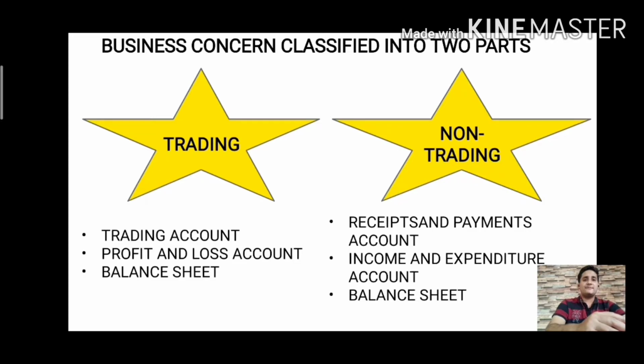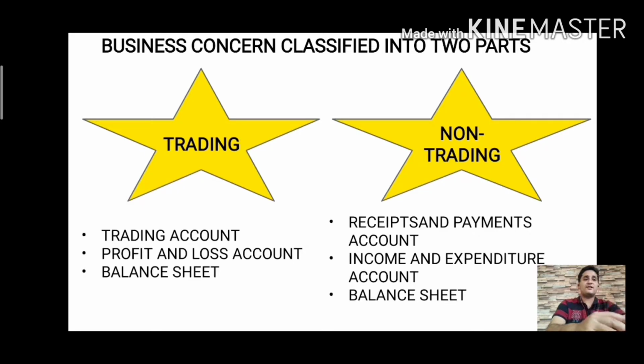Generally, business concerns are classified into two parts: trading concern and non-trading concern. So trading concern means what? Profitable organization. Their main aim, main objective, main purpose is earning profit. And they prepare final accounts: trading account, profit and loss account and balance sheet.